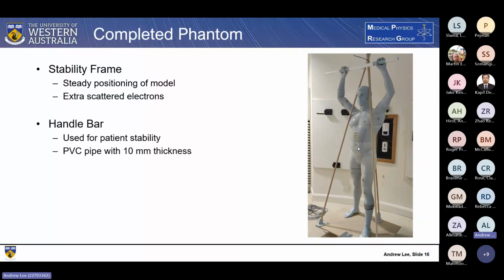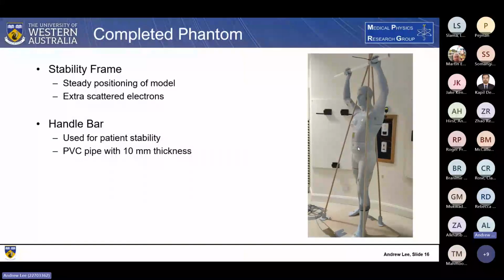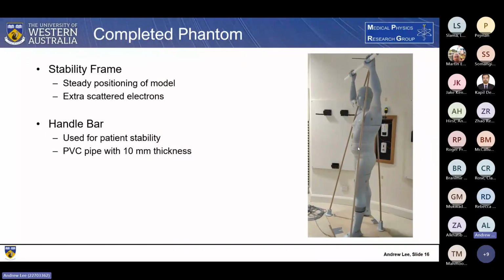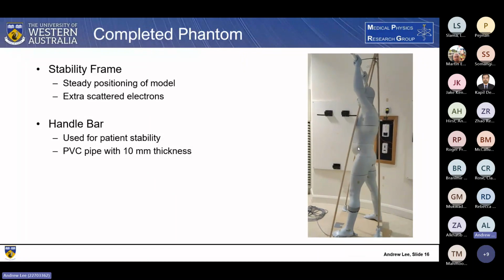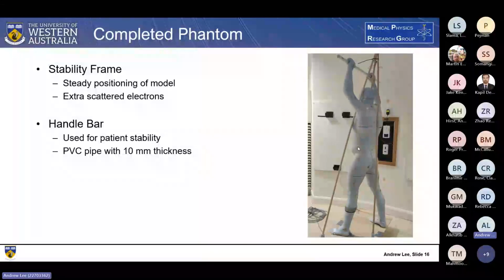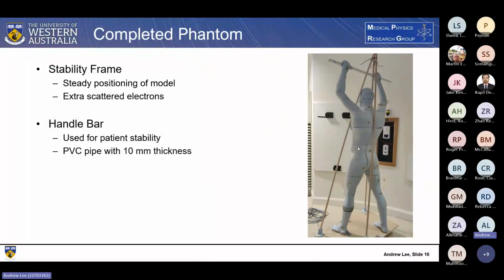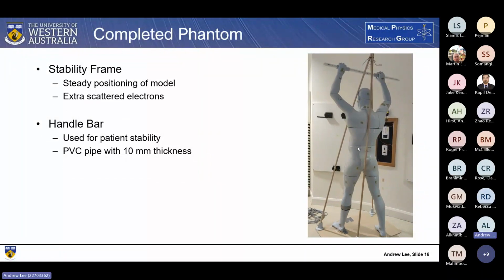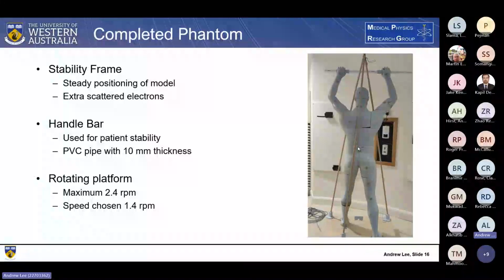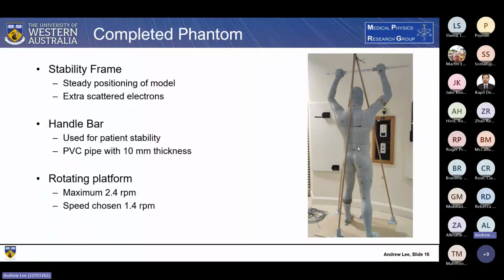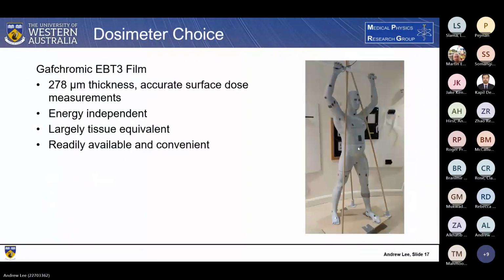There's also the handlebar. So in Sir Charles Gairdner Hospital, the patients will be holding a suspended bar above, and that's going to ensure that they will be stable and won't fall during the treatment. So this will cause some additional shielding for the hands, of course, and that's what we're trying to measure with that. And of course, there's a rotating platform because we are going to irradiate with a rotational total skin electron therapy method.